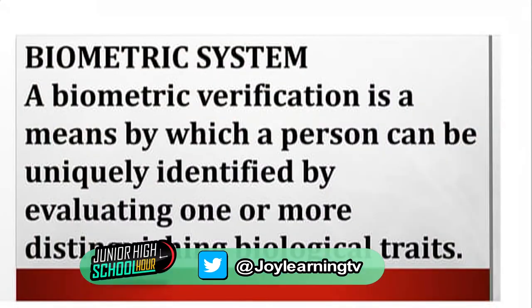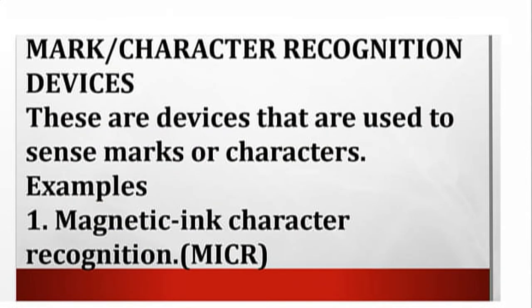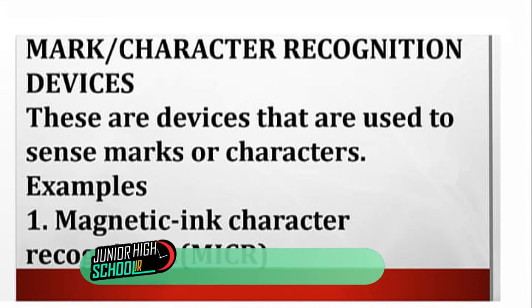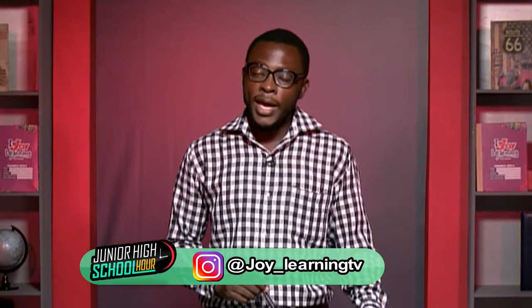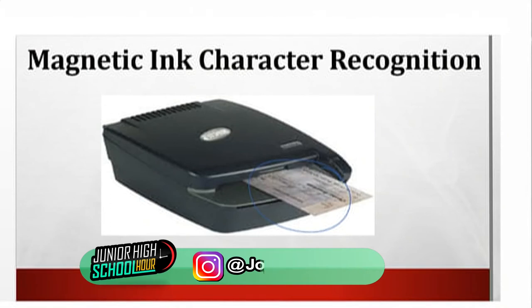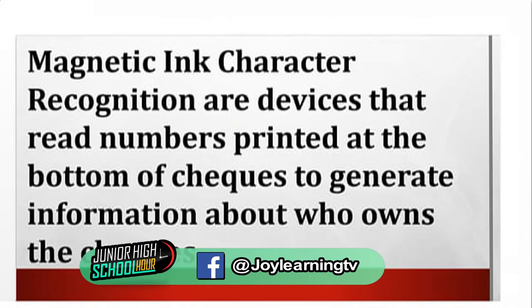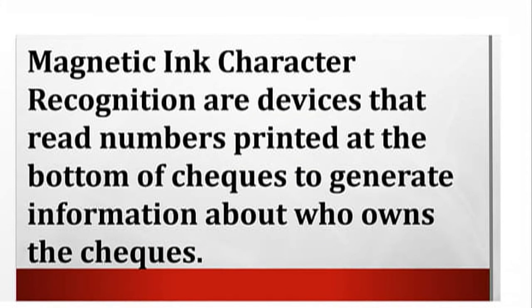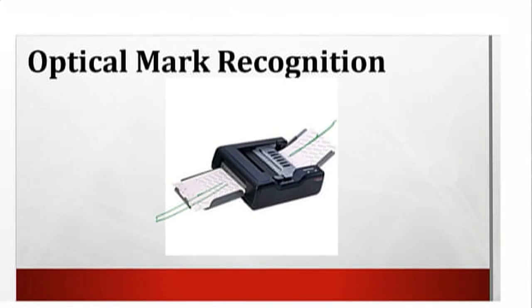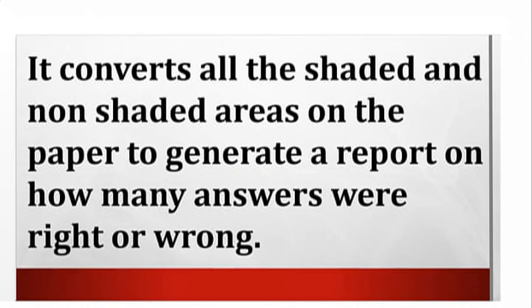Verification is a means by which a person can be uniquely identified. And we saw examples of image recognition devices. We saw the MICR, magnetic ink character recognition, which has the ability to display the information of a particular bank check owner by scanning the numbers at the bottom of the check. We also saw the OMR, the device that helps to convert information on our shaded boxes on our BECE paper and then gives a report as to which one is right or wrong.